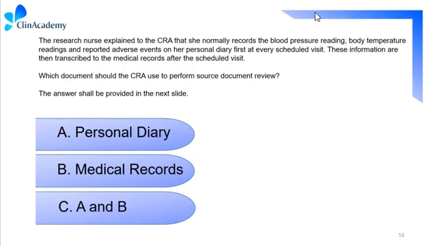The research nurse explained to the CRA that she normally records the blood pressure reading, body temperature readings, and reported adverse events on her personal diary first at every scheduled visit. This information is then transcribed to the medical records after the scheduled visit. Which document should the CRA use to perform source document review? The answer shall be provided in the next slide.